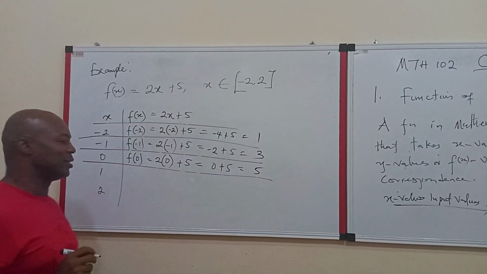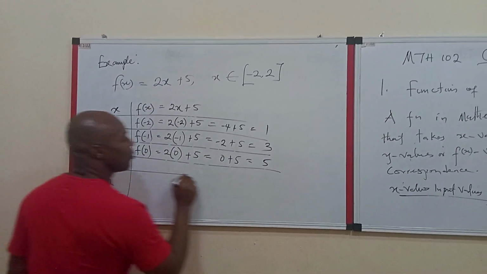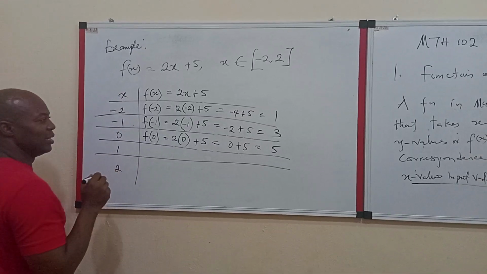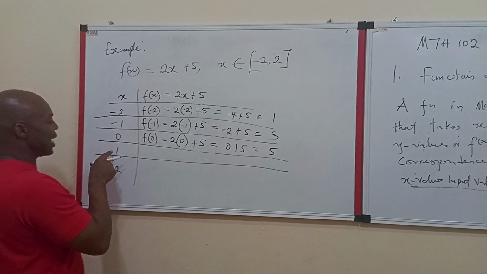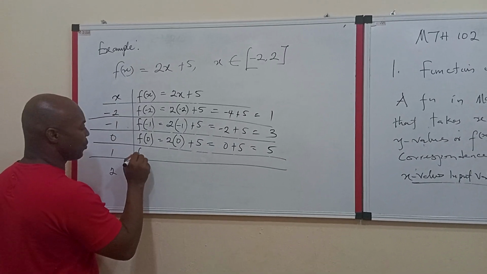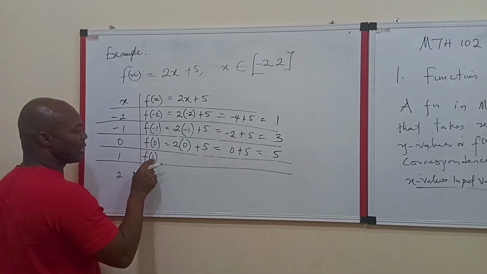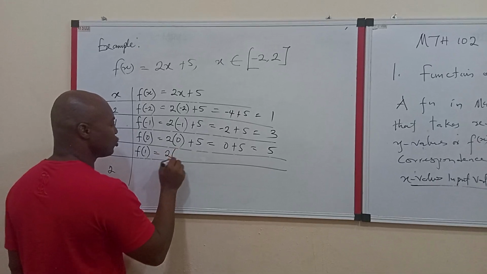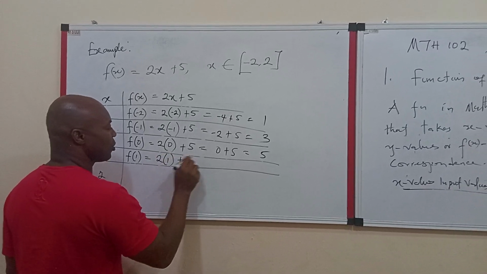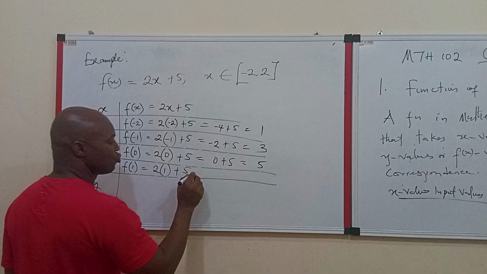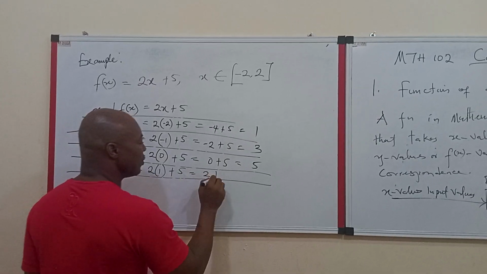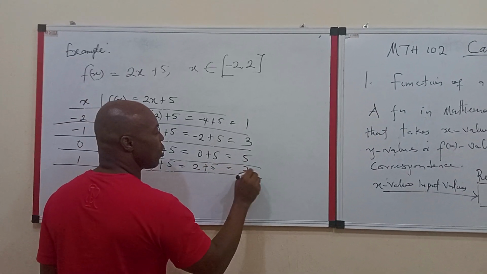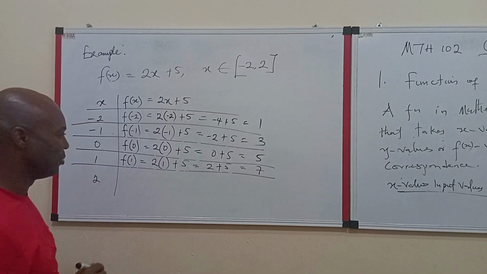Now the thing here. The other one is also like that too. Let us see when x takes 1, what will happen? When x takes 1 into the machine, you will see that here we have 2, 1 will be here, plus 5. 2 times 1 will give us 2. Then we have plus 5. So the answer will become 7. You see how it is.